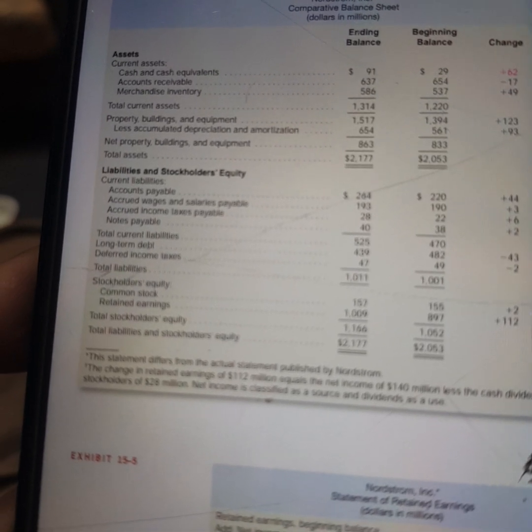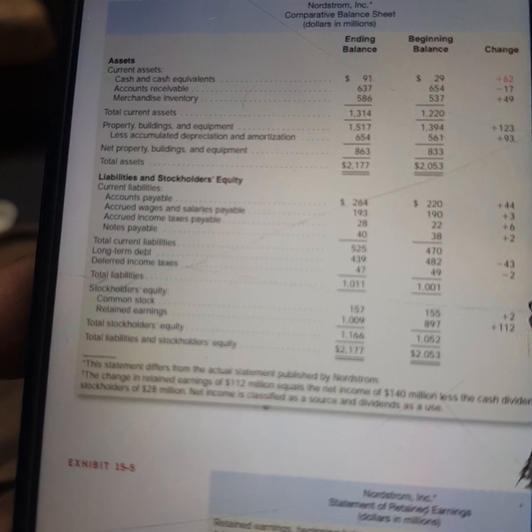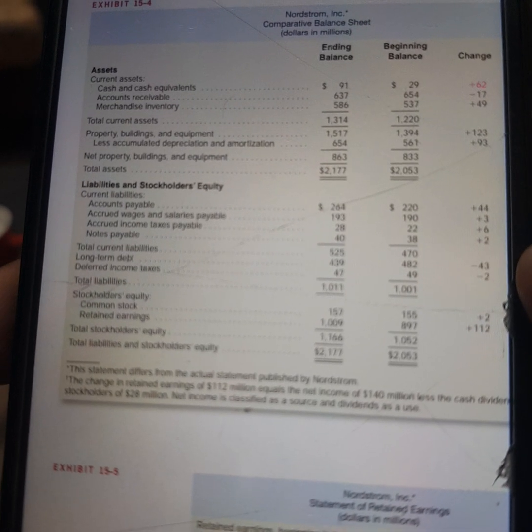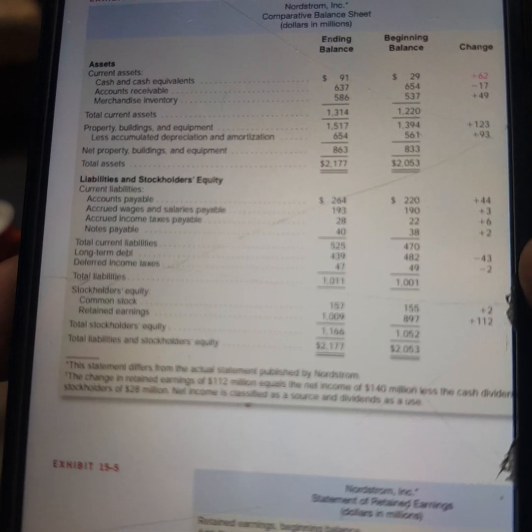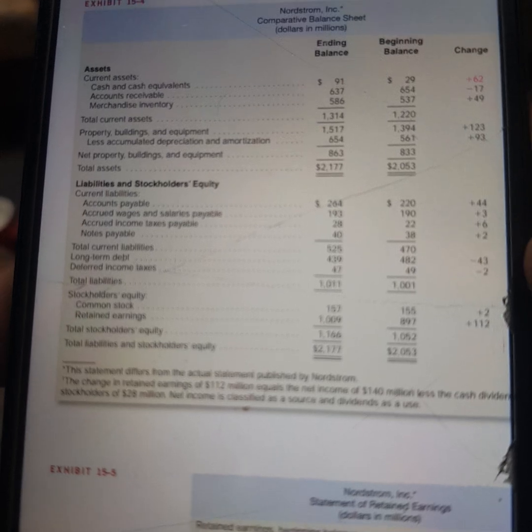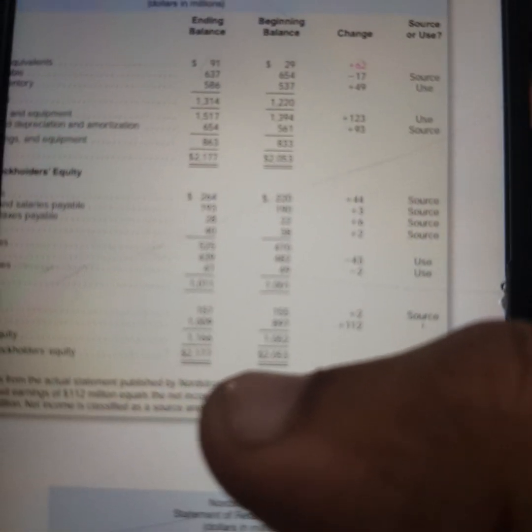Our accounts payable are increasing. In the same way, our accrued wages and salaries payable are increasing. Our accrued income taxes payable are increasing. Our notes payable are increasing. I told you, whenever our liabilities increase, it will be our source, because we are utilizing that money.